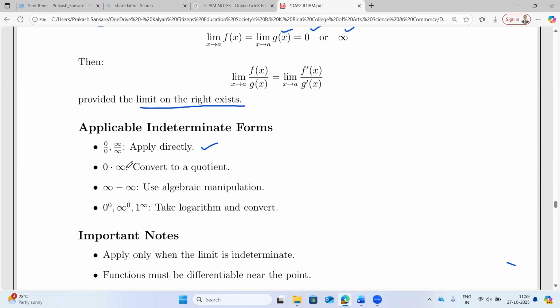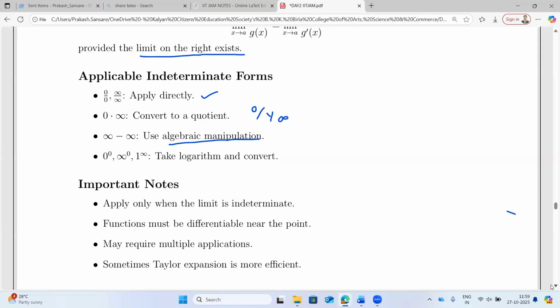0 into infinity is also called an indeterminate form. You may convert this into 0 times infinity, you may write it as 1 upon infinity, so it is again 1 upon 0. Then infinity minus infinity, you can use algebraic manipulation to get this. For 0 power 0, infinity power 0, 1 power infinity, take the logarithm and convert into the indeterminate form.